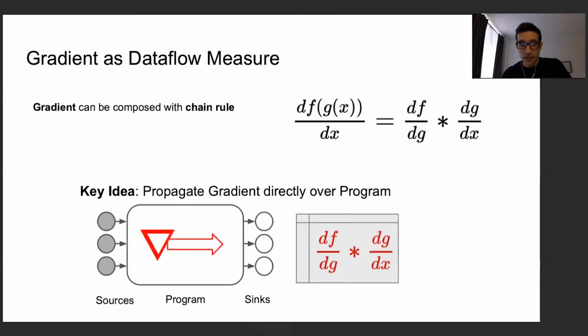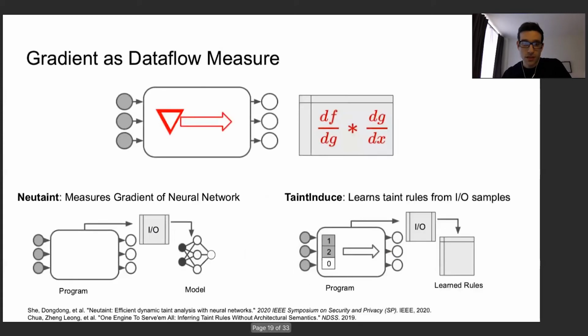Our key idea is to propagate gradient over a program by replacing the taint labels with gradient and replacing the standard taint propagation rules with the gradient chain rule. It's important to note that this is different from NeoTaint, which was published in Oakland last year, which trains a neural network from program I/O samples to predict data flow, and is also different from TaintInduce, published in NDSS 2019, which learns taint propagation rules from program I/O samples.